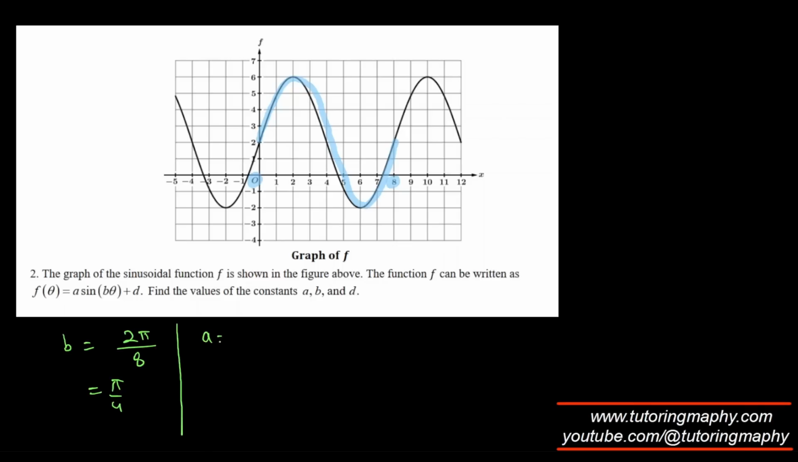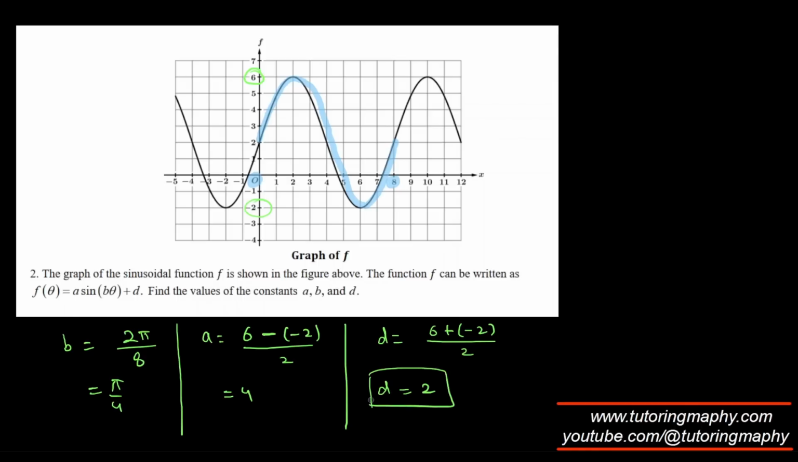Then the value of A will be, I'm not putting absolute value of A because we just concluded that A should be positive. So it should be maximum value, which is 6, minus minimum value, which is -2, over 2. So 8 over 2 is 4. And the value of D will be maximum value plus minimum value divided by 2, which is 4 over 2, which is just 2. So this D is 2, this A is 4, and this value of B is pi over 4.